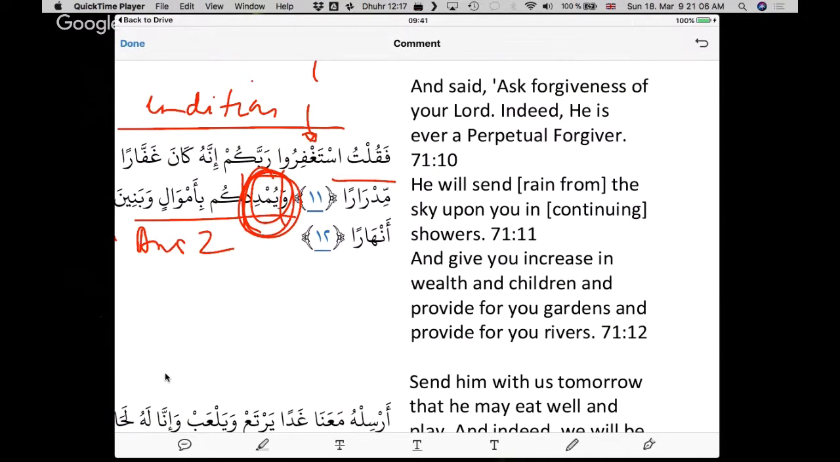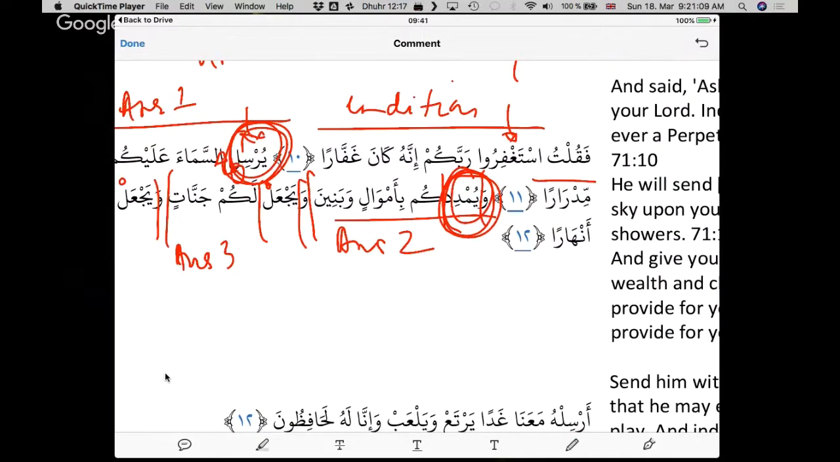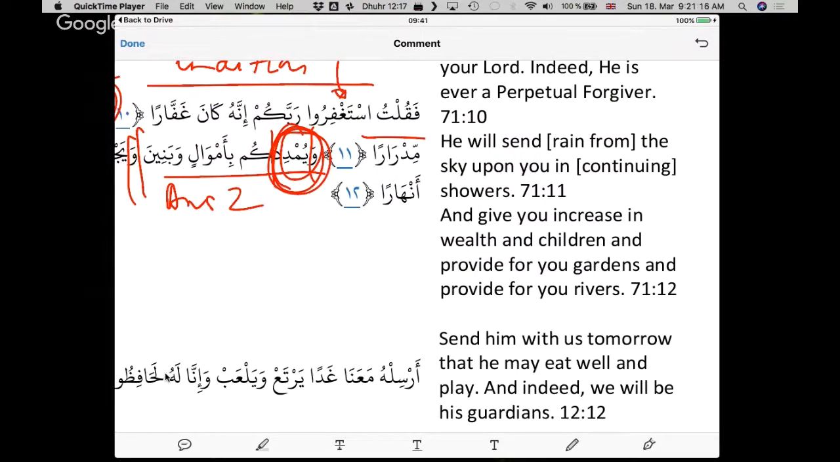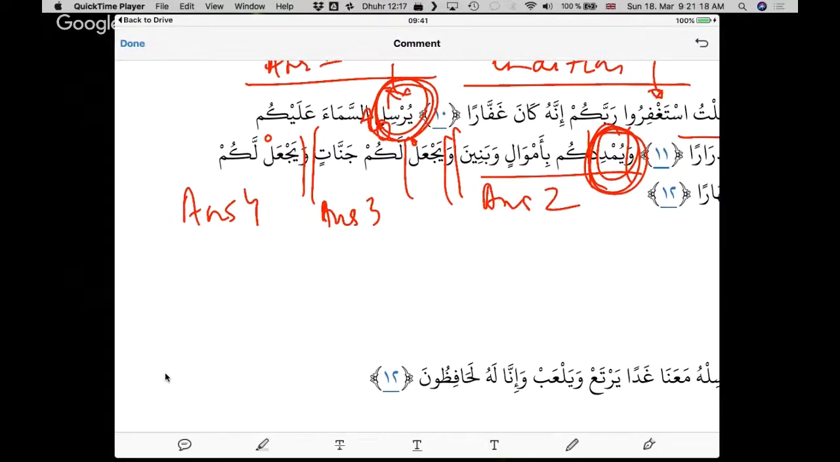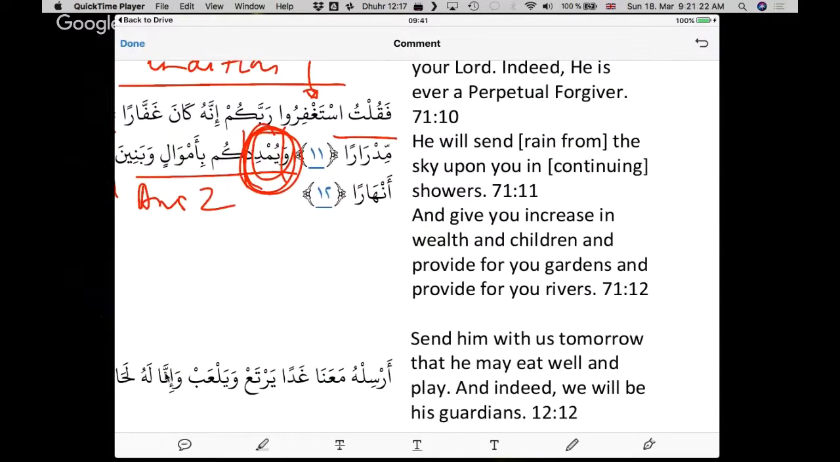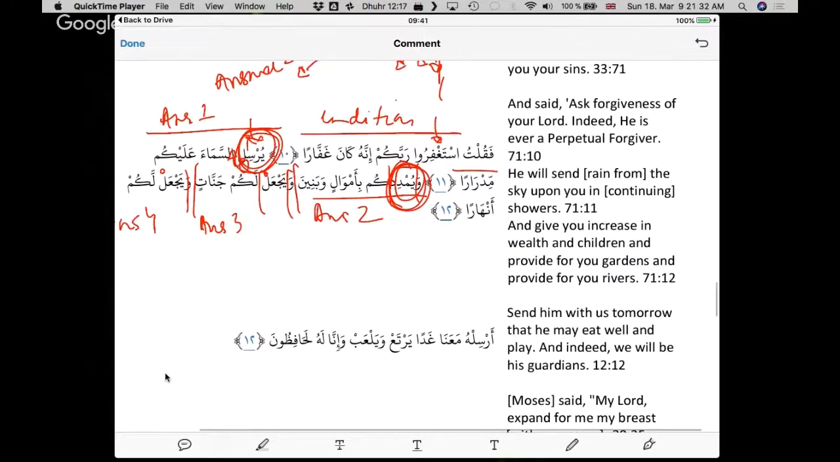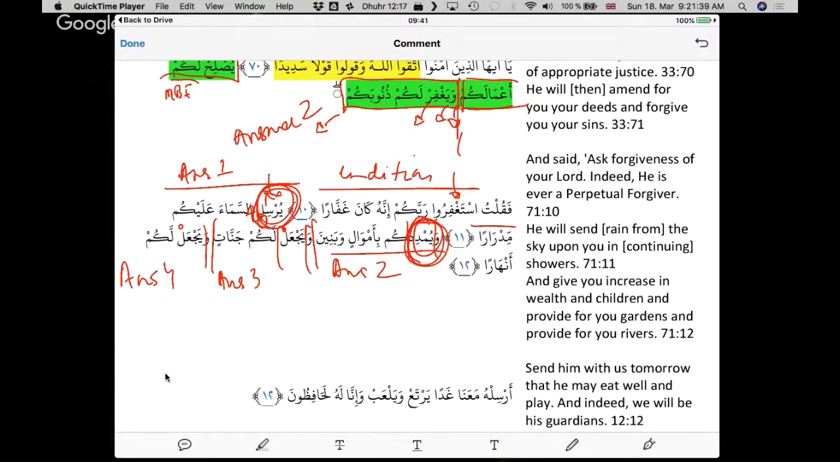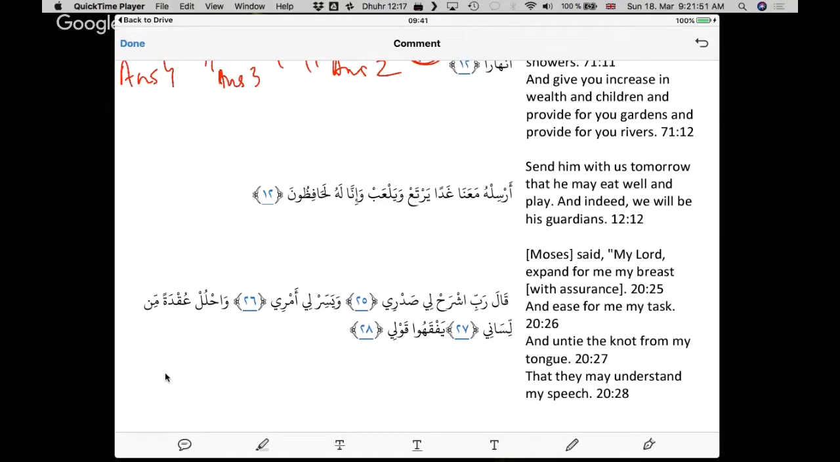And then you have another one. Wayaj'al lakum jannatin, and provide for you gardens. Wayaj'al lakum anhara, and provide for you rivers. See that? The consequences happening in these three ayahs. So there's one condition, and then there are four consequences of this condition. Every consequence begins with the lightest fi'l, and the condition is also a command, which is lightest. Okay, good.